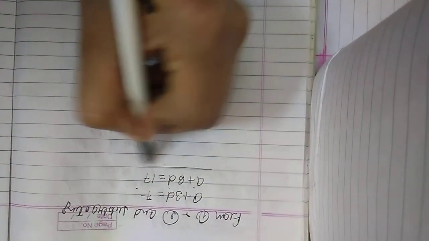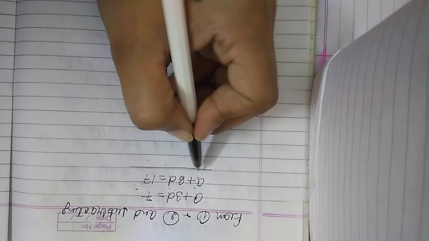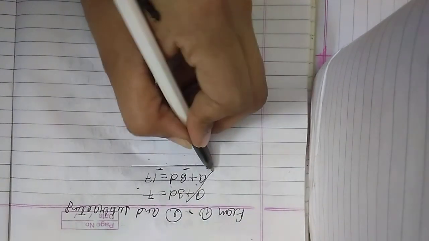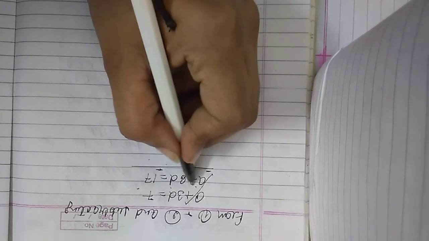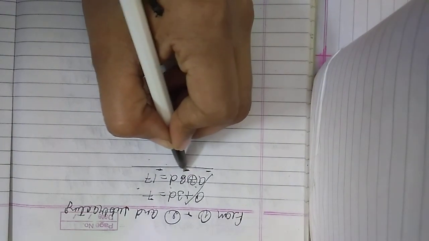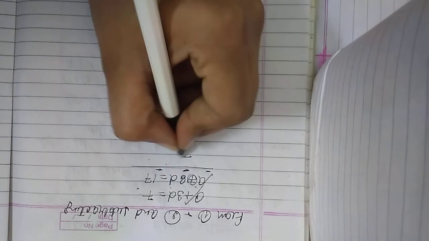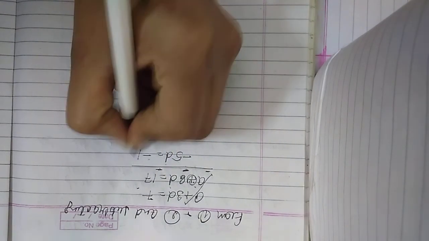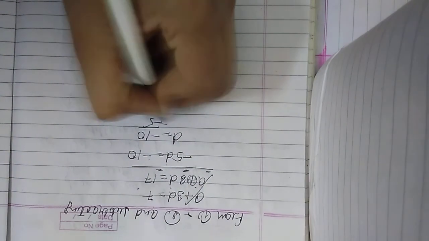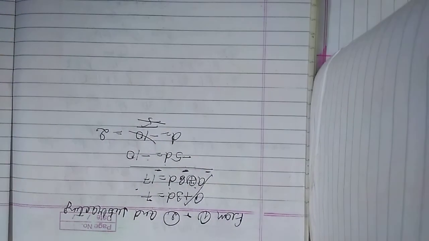Now subtracting these terms, change their sign. a cancels with minus a. Minus 8d plus 3d, that is minus 5d equal to minus 10. So the value of d is minus 10 upon minus 5, that is 2. Value of d is 2.